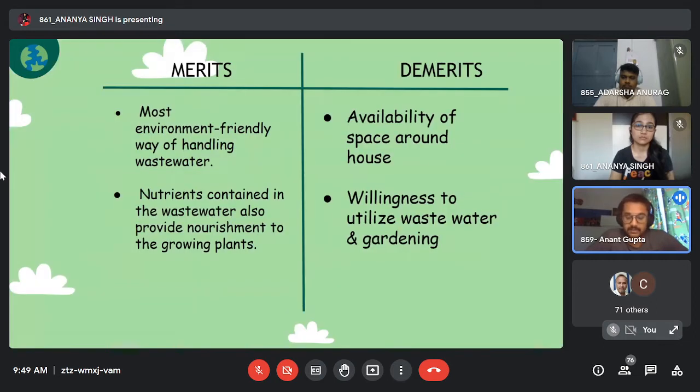The merits of this method are that it is the most environment friendly way of handling wastewater, and the nutrients contained in wastewater also provide nourishment to growing plants. The demerits are that there could be a problem in availability of space and the willingness to do gardening.